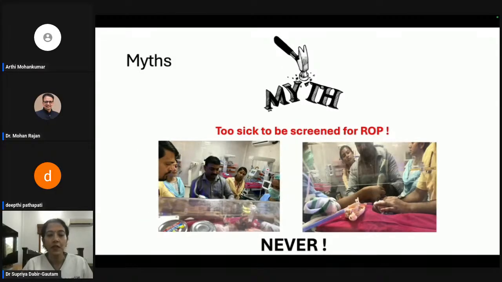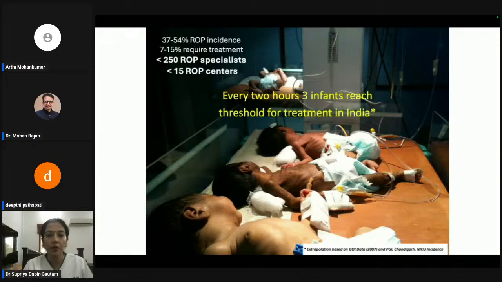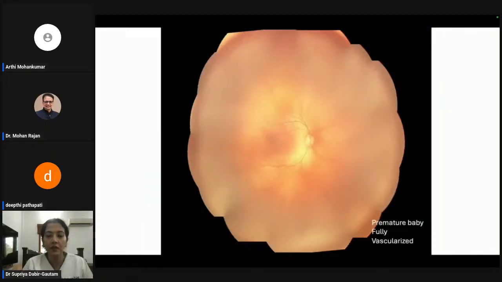The baby is too sick and hence cannot be screened. No baby, never is any baby sick enough to not be screened. We have screened babies inside incubators, we've screened babies on ventilators, so hence a screening can always be done. Unfortunately, in India, every 2 hours, 3 infants reach the threshold for treatment in India. This is data given by the NICU incidence in an earlier paper published.